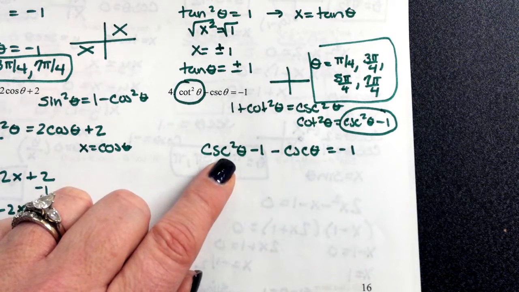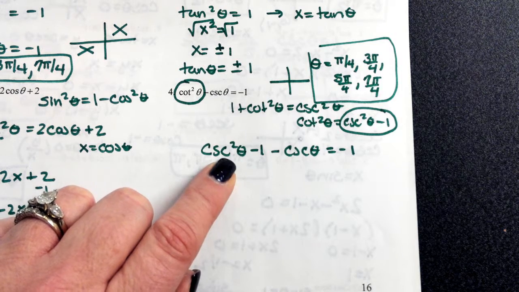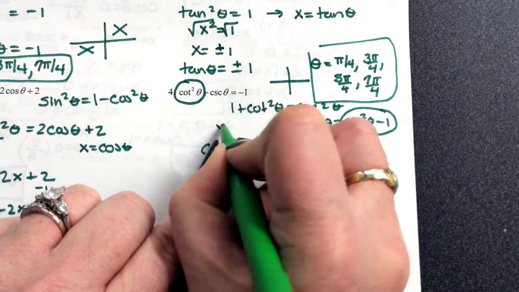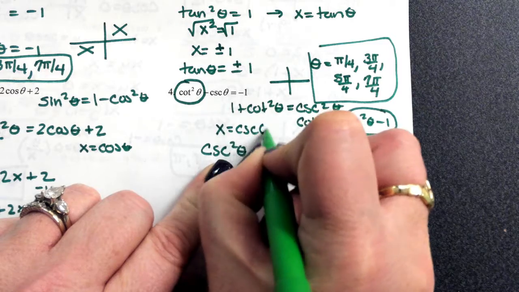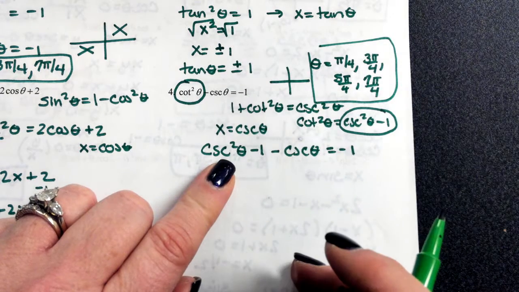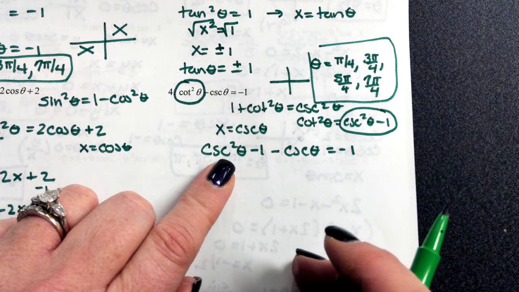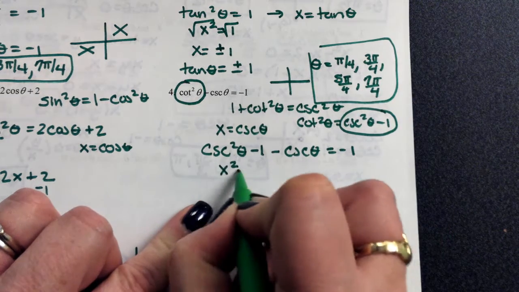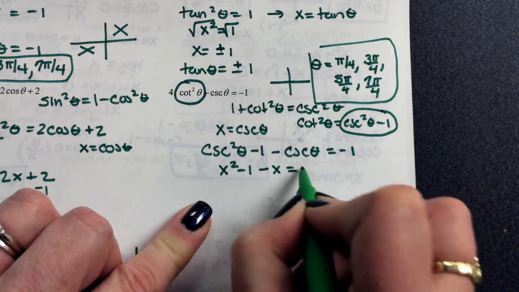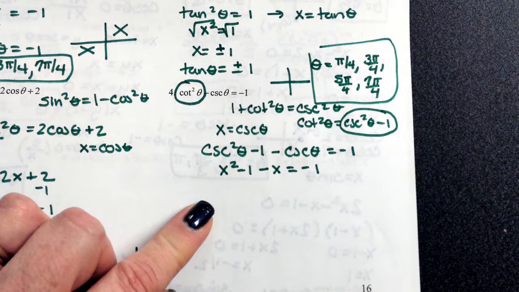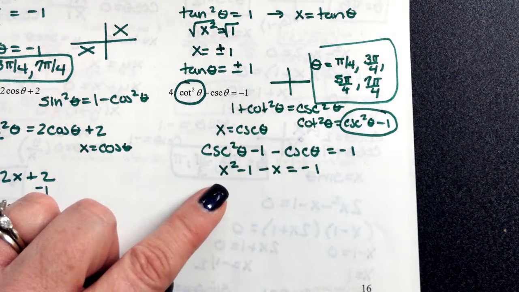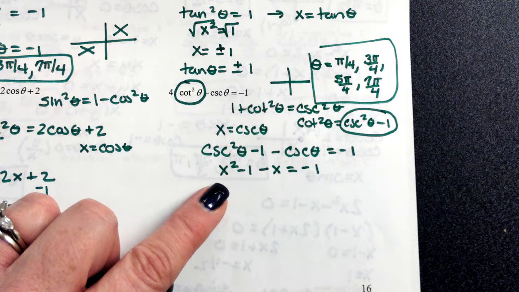Again, if you're not sure what to do with the algebra with the cosecant, do your substitution. Take out the cosecant and replace it with an x to get you through the algebra part. So x squared minus 1 minus x is equal to negative 1. What kind of equation is this? Is this a quadratic or linear?